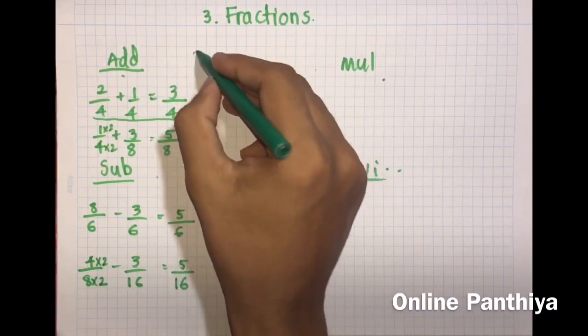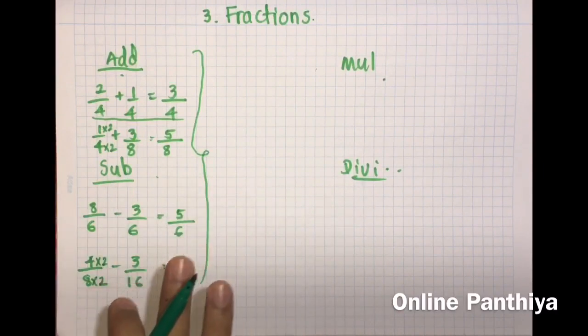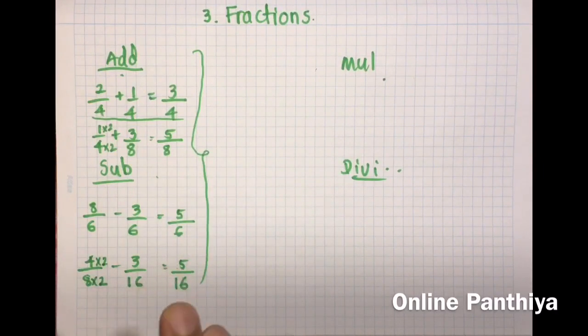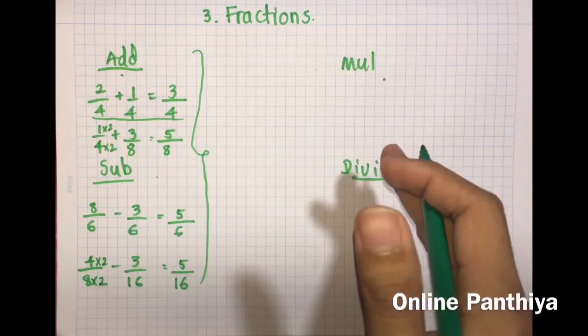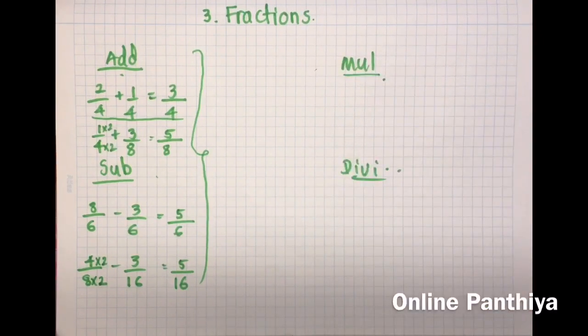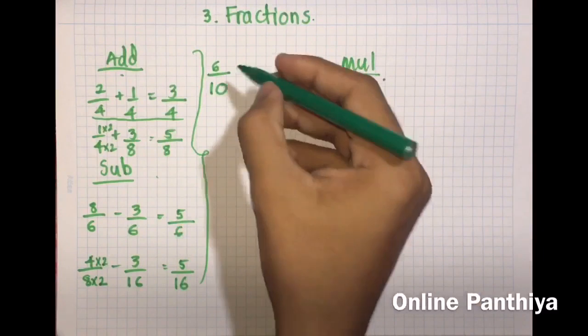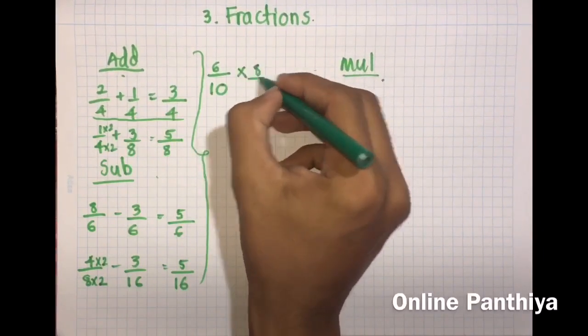Now remember this part. Always when you add two fractions or when you subtract two fractions, always the denominator should be same. Otherwise you can't solve it. You have to always make it same. But in division and multiplication, it is different. Okay, let me take one example under multiplication. Okay, let me consider 6 over 10 multiplied by 8 over 5.